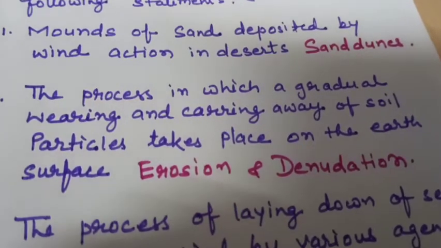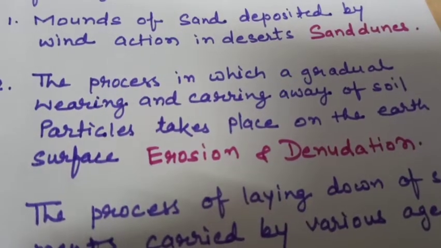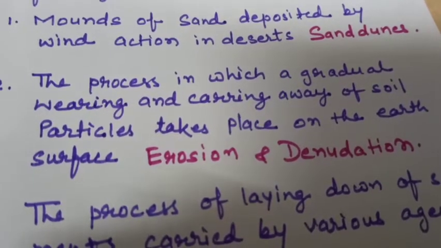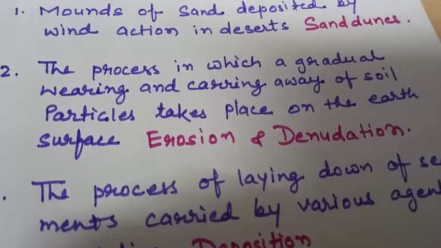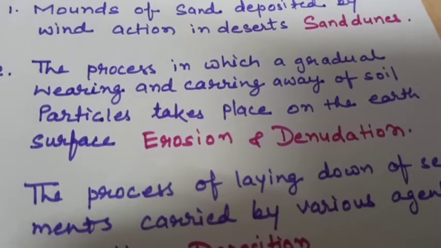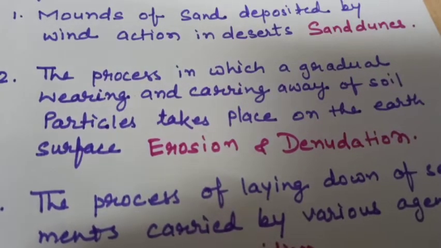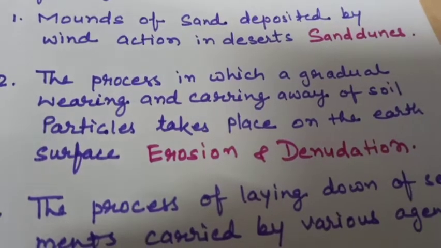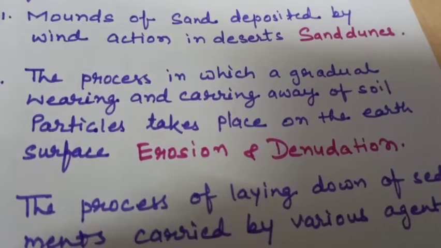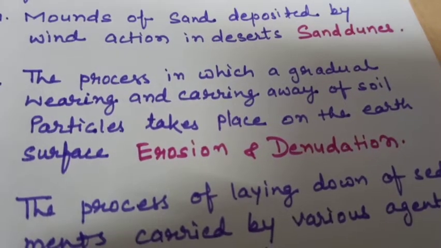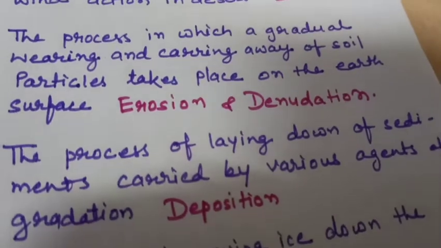Number 2, the process in which a gradual wearing and carrying away of soil particles takes place on the earth's surface, that is erosion or denudation. It is a process. This process happens gradually by wearing and carrying away of soil particles from one place to another. That is called erosion and denudation.